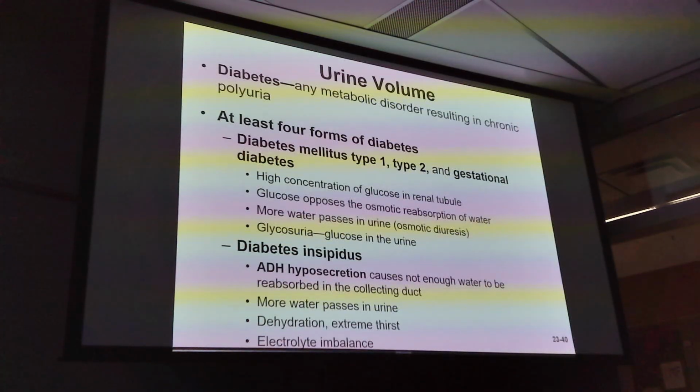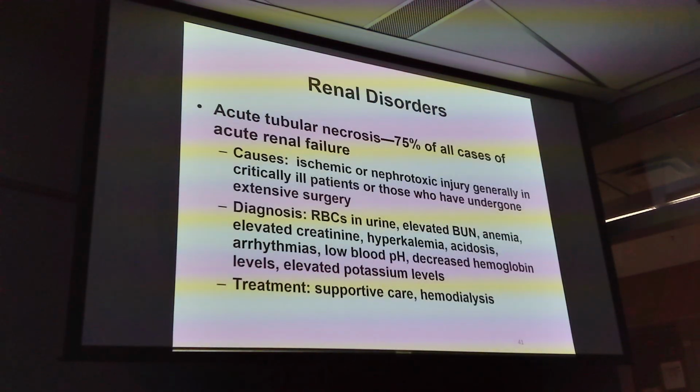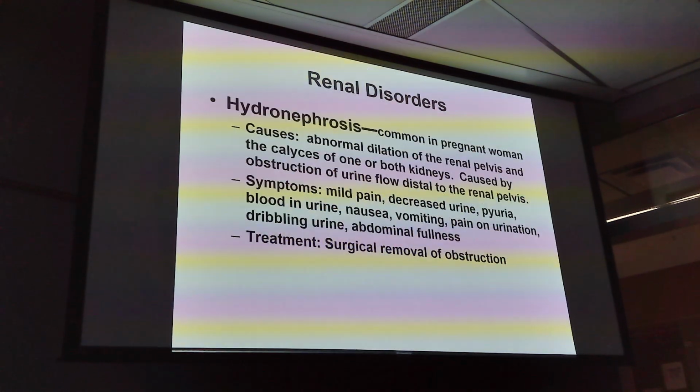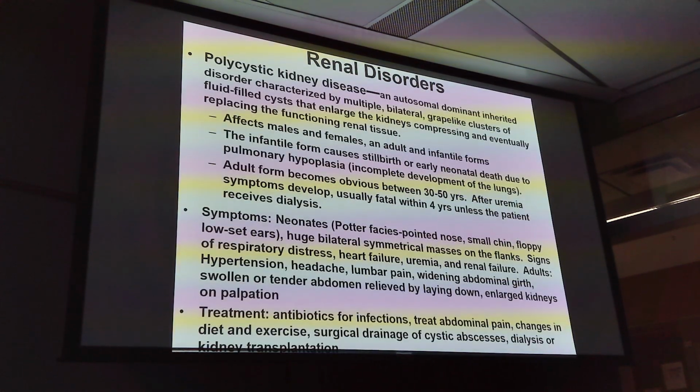Again, diabetes. There are four types of diabetes. Three of these are diabetes mellitus: types 1, 2, and gestational. And then diabetes insipidus does not have anything to do with glucose, because it's the antidiuretic hormone, a lack of secretion, hyposecretion. And then we have some renal disorders that we went through that you're going to be talking about in the lab.